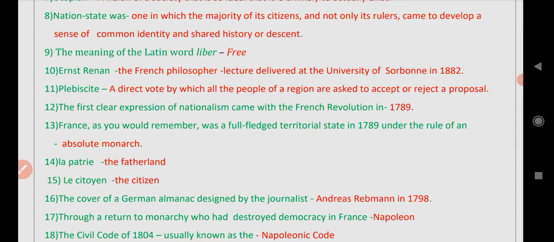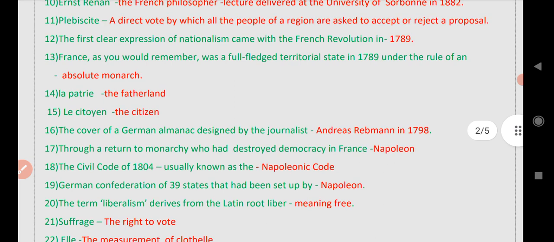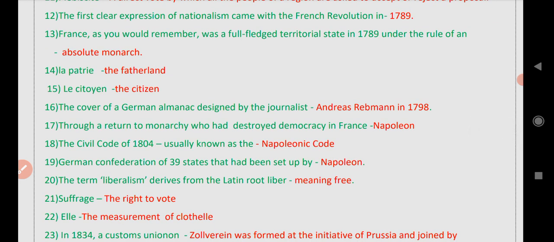Ernest Renan, the French philosopher, delivered a lecture at the University of Sorbonne in 1882. Plebiscite is a direct vote by which all the people of a region are asked to accept or reject a proposal. The first clear expression of nationalism came with the French Revolution in 1789. France, as you would remember, was a full-fledged territorial state in 1789 under the rule of an absolute monarch.